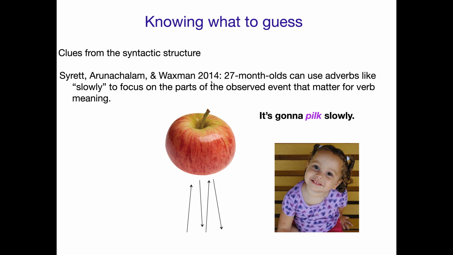27-month-olds, again just over 2, can use adverbs like slowly to help focus on the parts of the observed event that matter. So unlike with the cute penguin, which was kind of distracting, here, if you say it's going to pilk slowly, that slowly actually seems to help them rather than distract them, to really focus on the action. So it's going to blank slowly, that's a verby type thing, and slowly, again maybe because it's more recent, really helps them focus in on using that structure to figure out you're talking about the action.